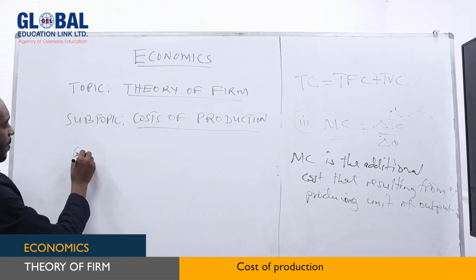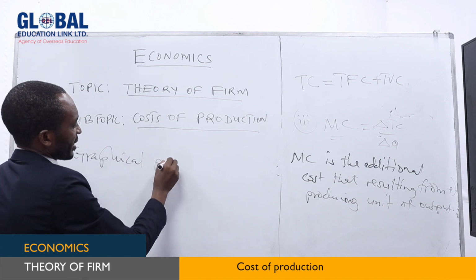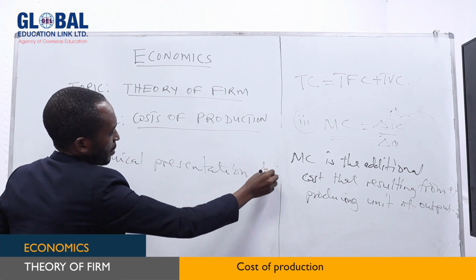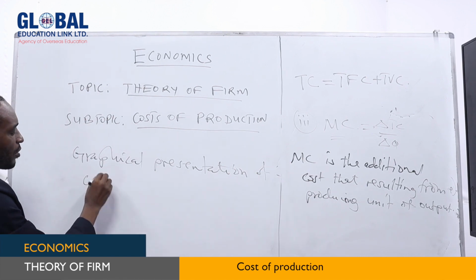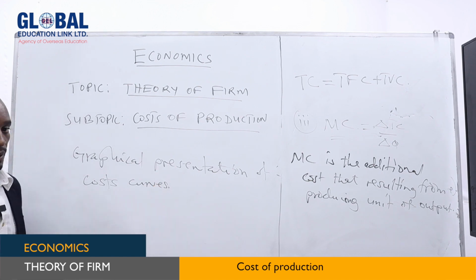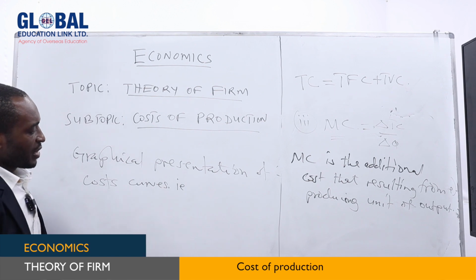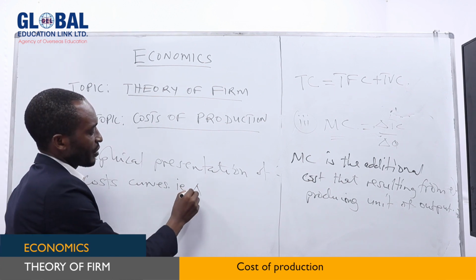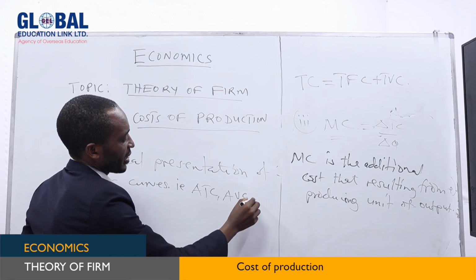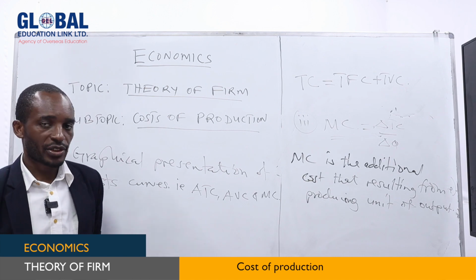So graphical presentation of cost curves. So the curves we are going to show graphically are average total cost, average variable cost, and marginal cost.